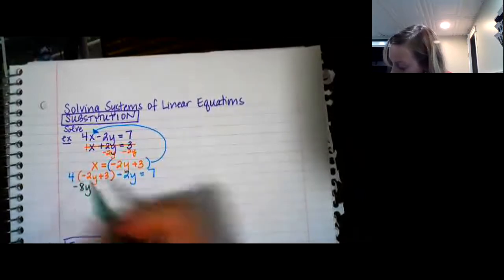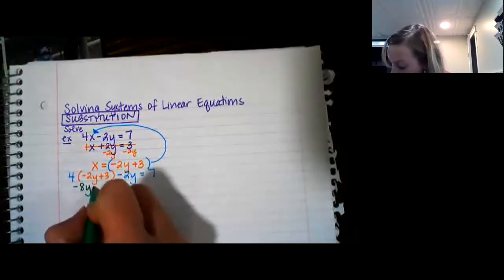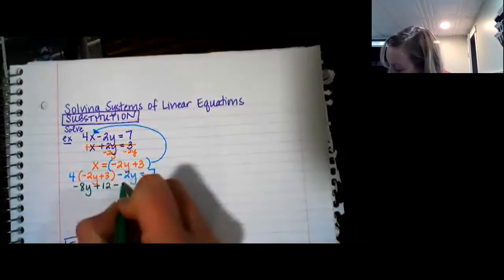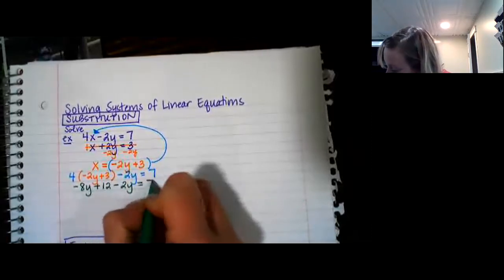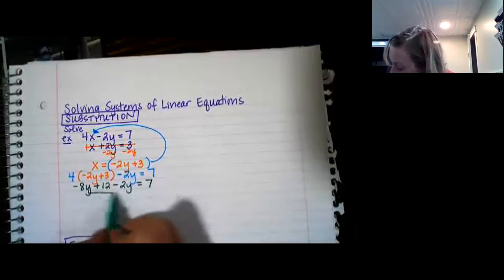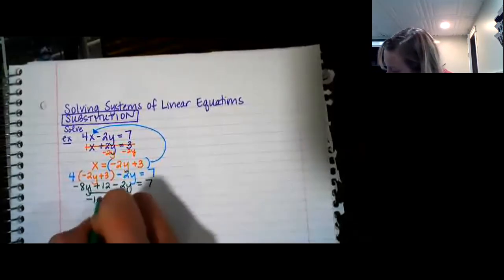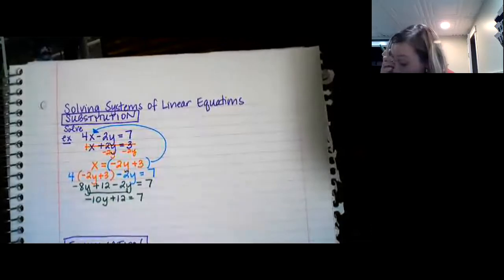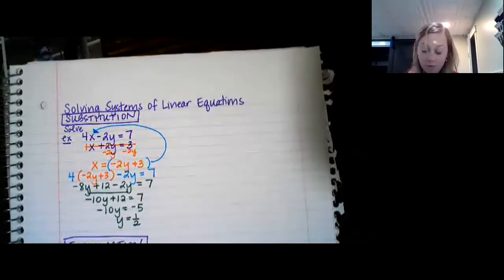So distribute that 4 to give me negative 8y plus 12 minus 2y equals 7. I can combine my like terms to give me negative 10y plus 12 equals 7, and then subtract 12. So negative 10y equals negative 5, and then divide by negative 10 to give me y equals 1/2.